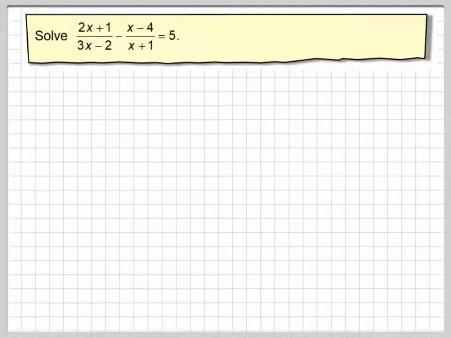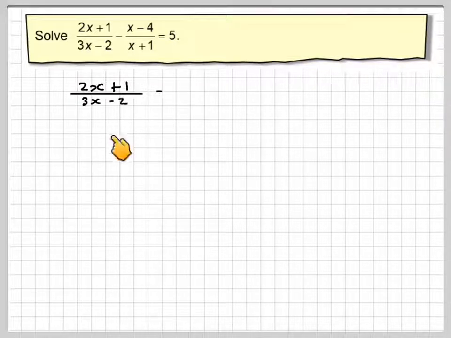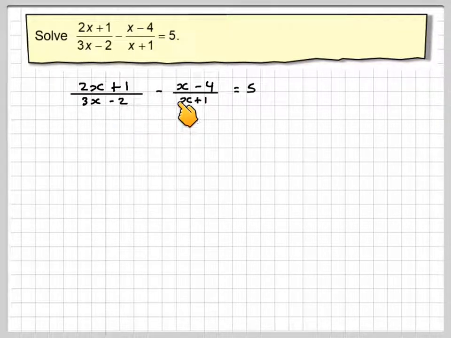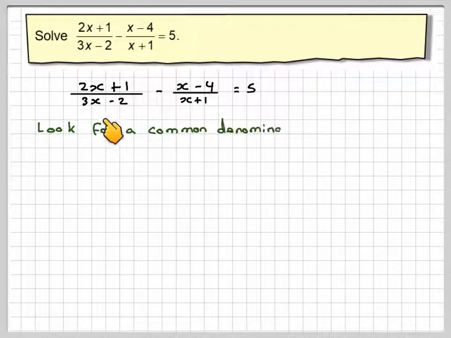Right, in this video we're going to solve the subtraction of two algebraic fractions equal to a number. It will lead to a quadratic, and I'll just show you how to do it. So we've got (2x + 1) over (3x - 2) minus (x - 4) over (x + 1) is equal to 5. First of all, we must look for a common denominator.